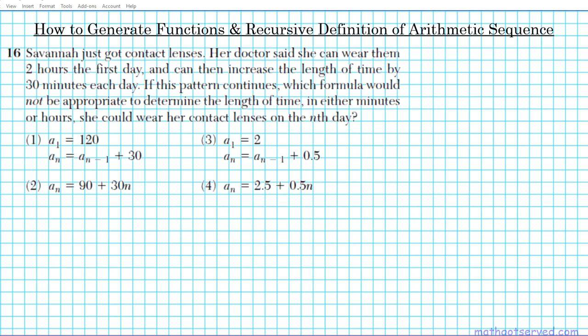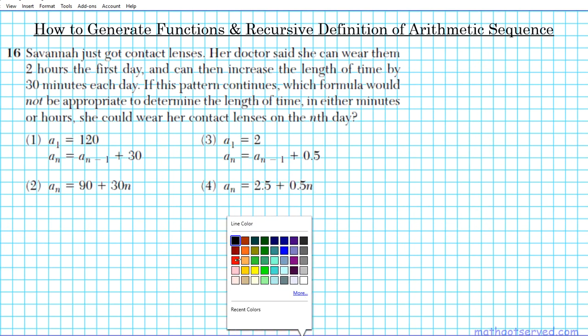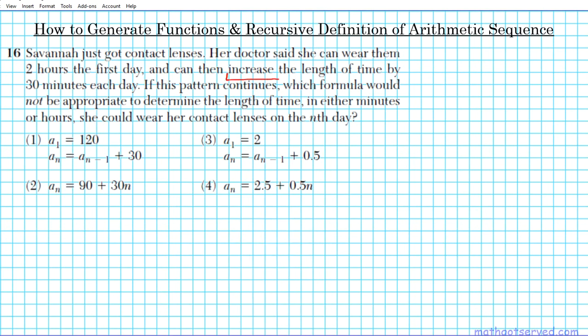Okay, so in this particular problem, we are looking at an arithmetic sequence. How do we know that it's an arithmetic sequence? If you look at the growth pattern, it says it increases by 30 minutes each day. So if you increase by an amount, that's an additive relationship. When you're adding a constant over and over again, that is an arithmetic sequence.